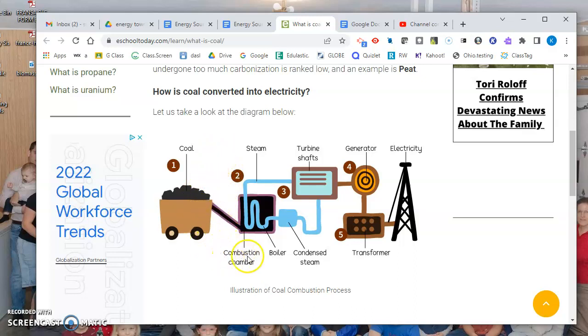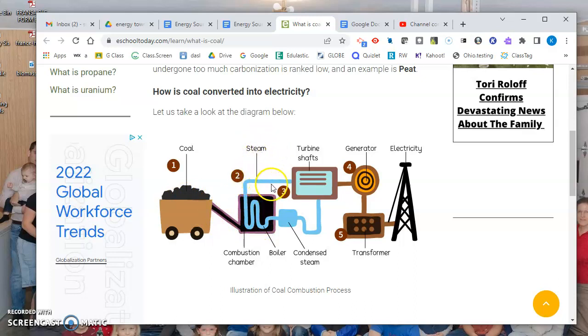And then it is sent to a combustion chamber. Combustion just means burnt. So we burn it, and you can see this blue coming through here. This is the water that is inside these pipes, and it is in a closed system, meaning that the water is cooled and heated over and over again. As the water flows through this combustion chamber, where the coal is heated, it becomes hot, and when water gets hot, it becomes steam.